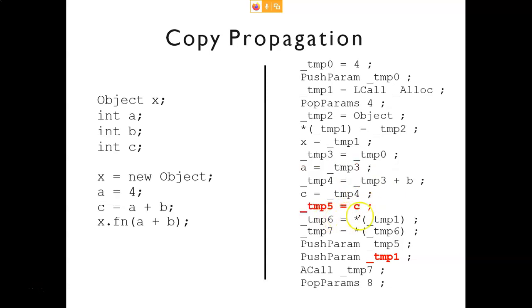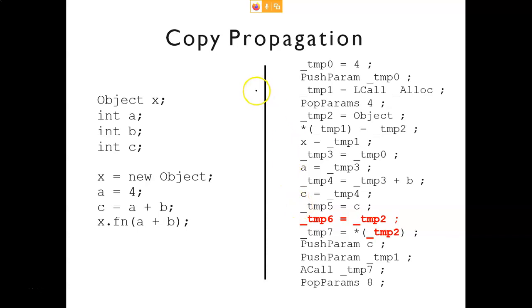Similarly here you can see temp5. You are assigning C to temp5, so this temp5 can be replaced with C, because in the middle statements you are not changing C and you are not changing temp5. This is how you can do the copy propagation. All these are examples of copy propagation. You can go through these slides and check.